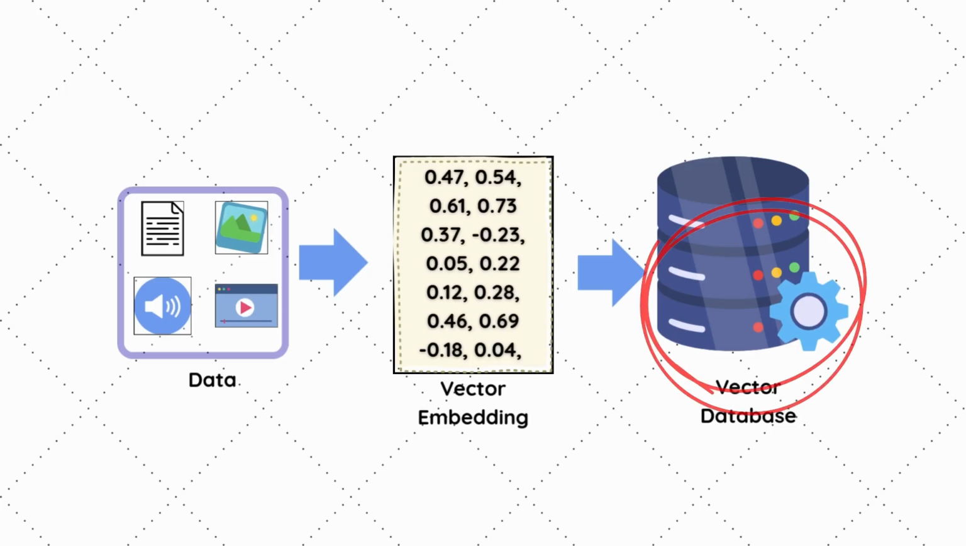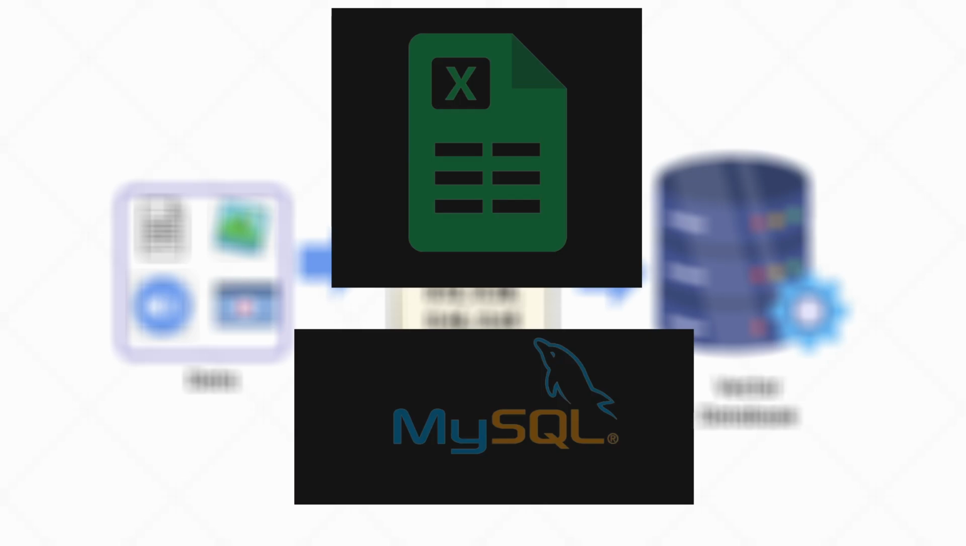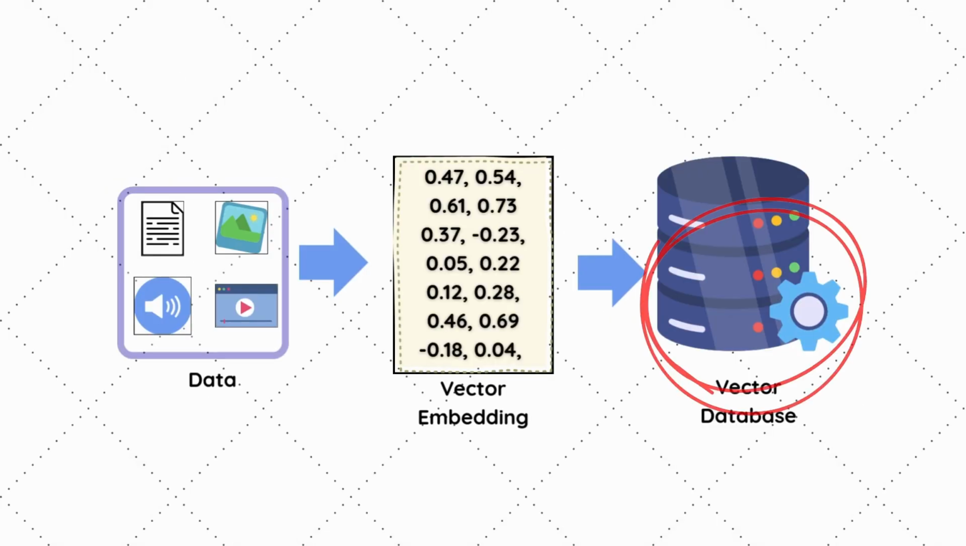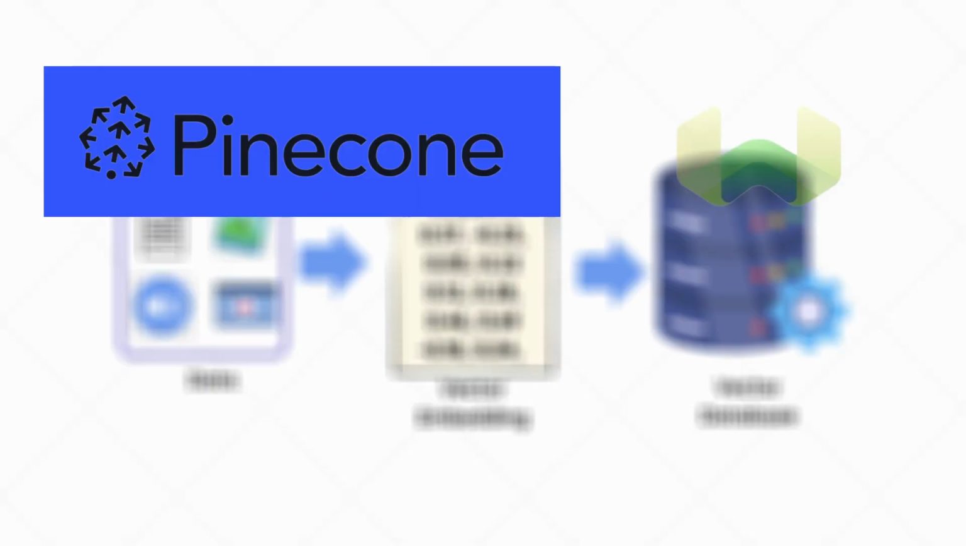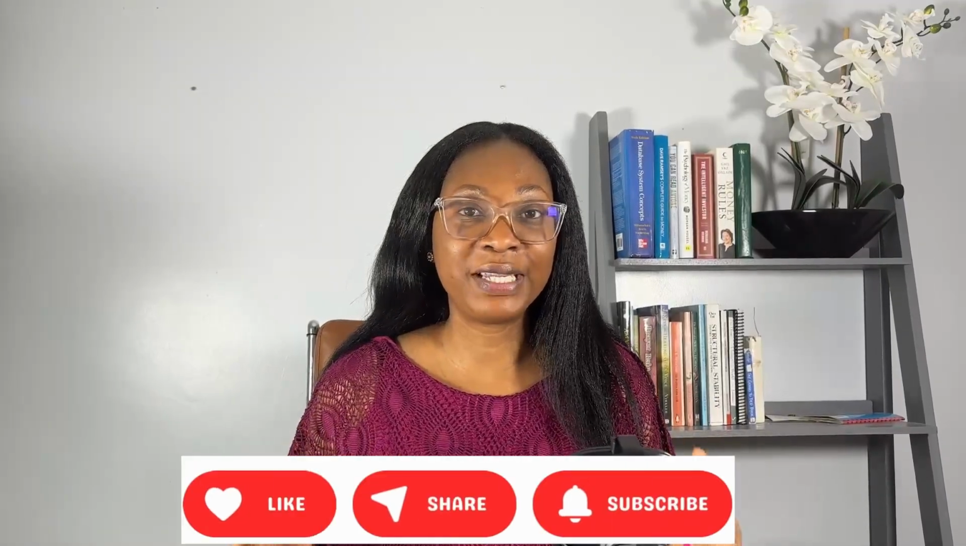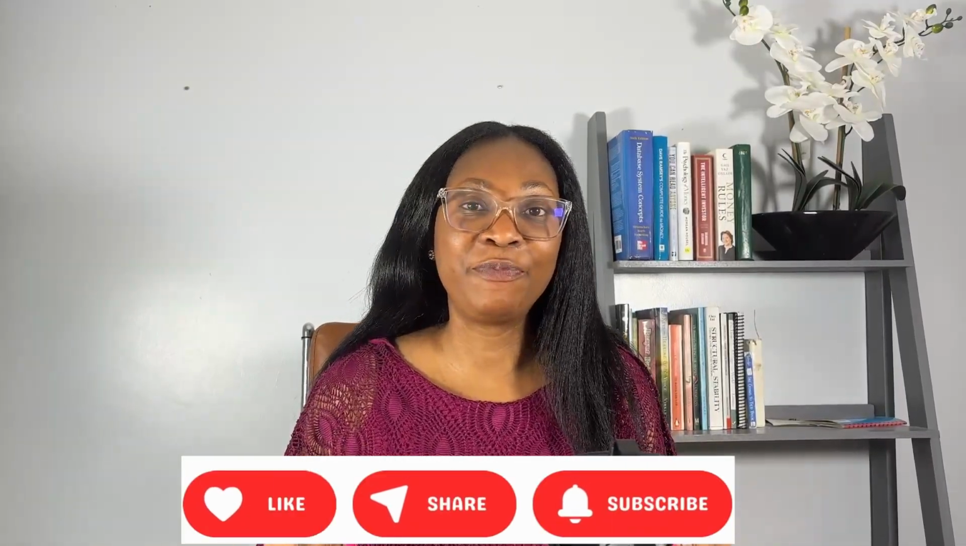Now, when it comes to vector databases, a traditional database like Excel or SQL looks for exact word matches. If you search for feline, it might miss documents that only use the word cat. A vector database stores those numerical embeddings. It allows the system to perform a similarity search. Examples of vector databases are Pinecone, Weaviate, and ChromaDB. Congratulations! You now have the foundational knowledge of RAG and can begin building your first RAG AI agent.